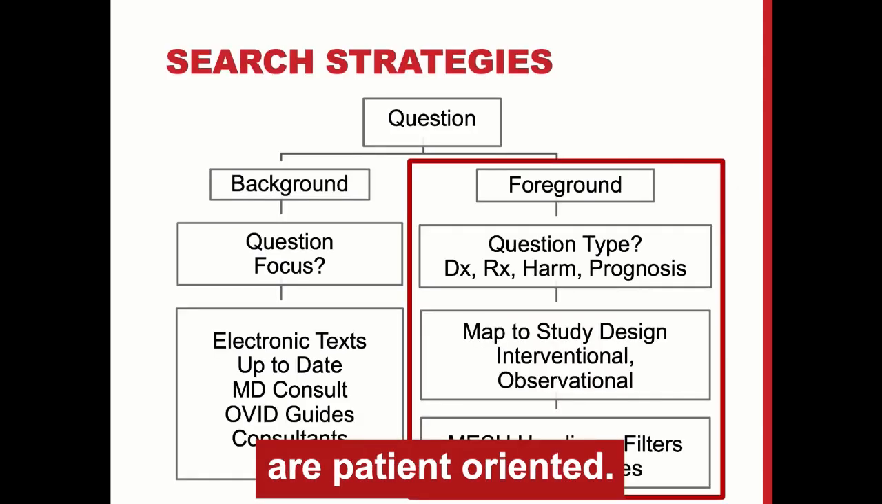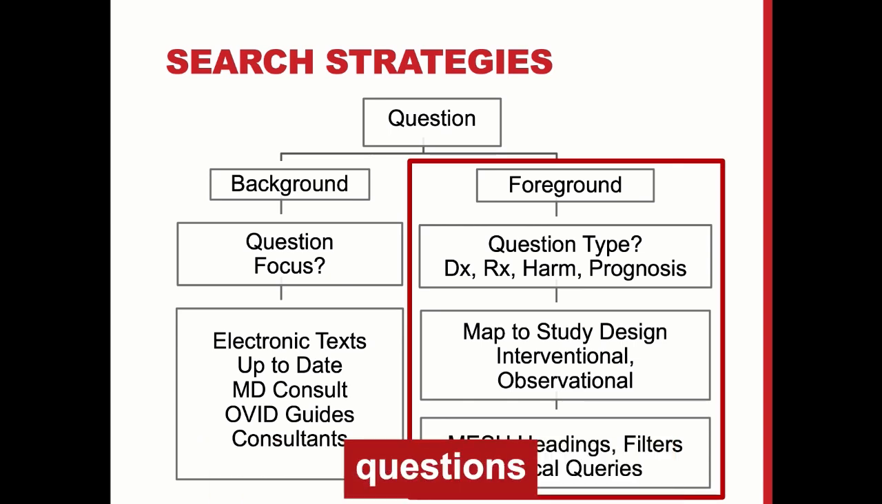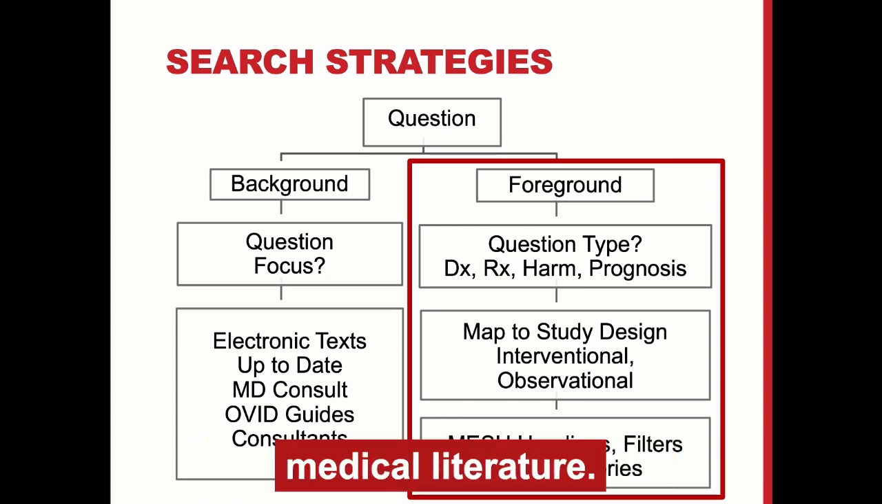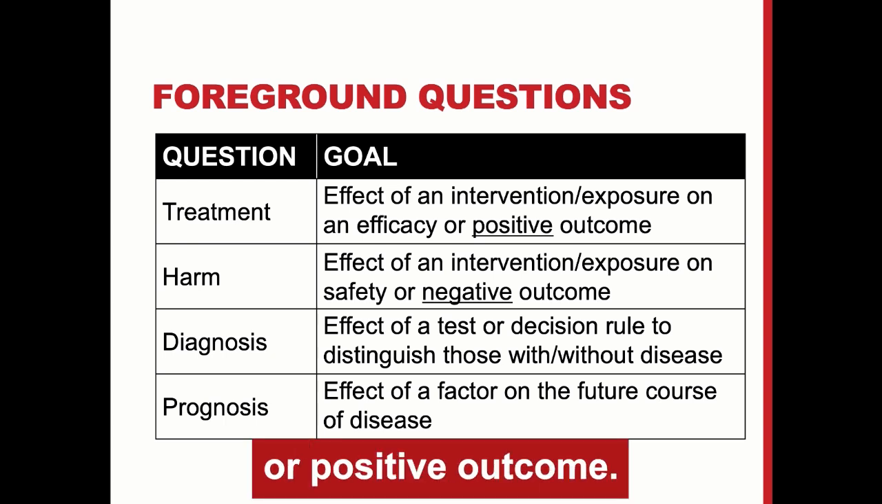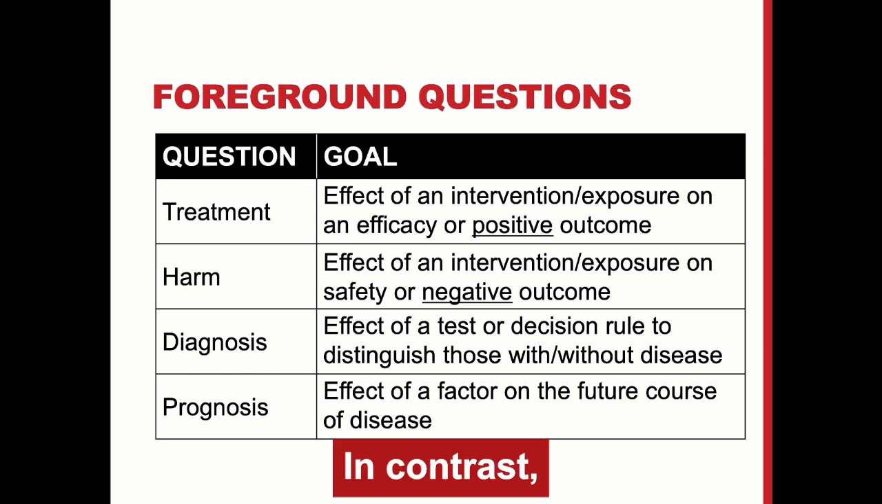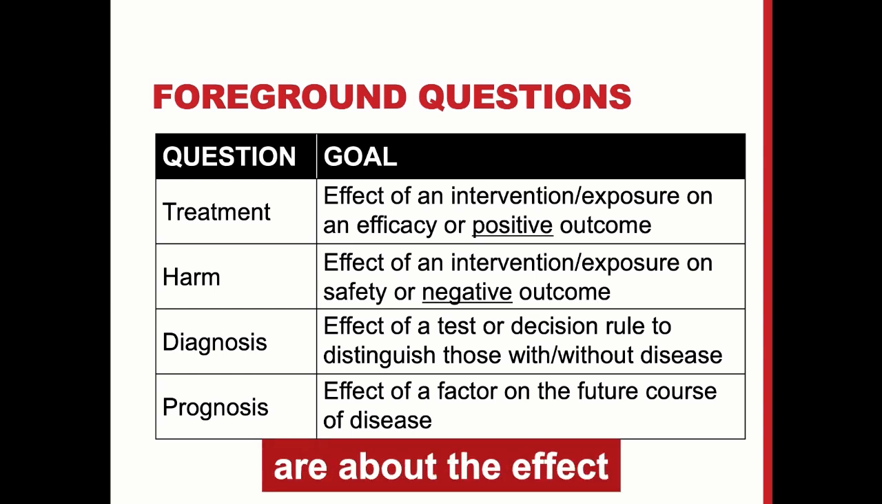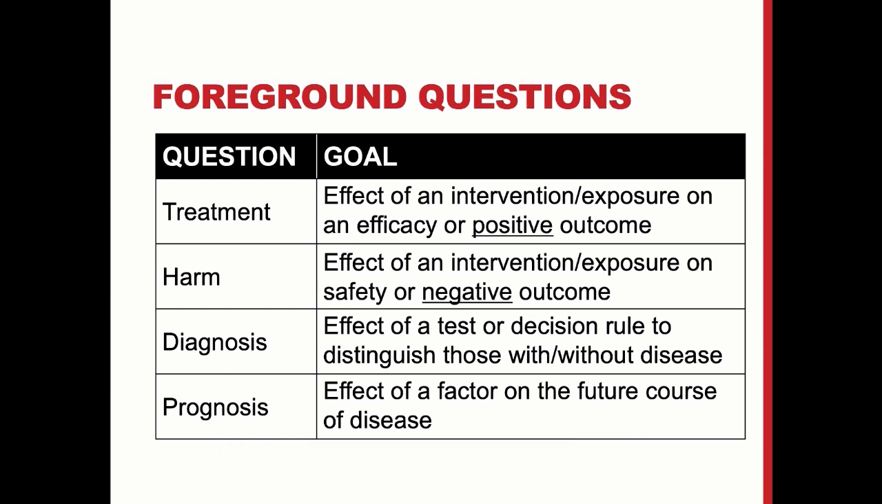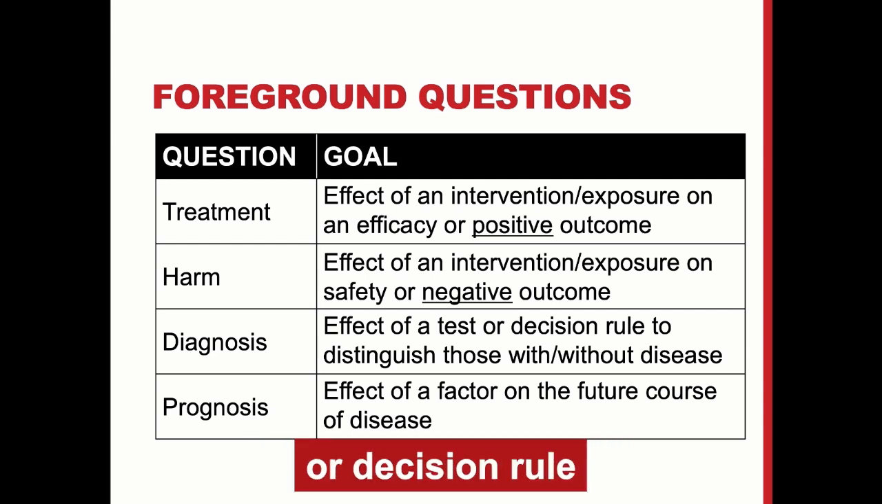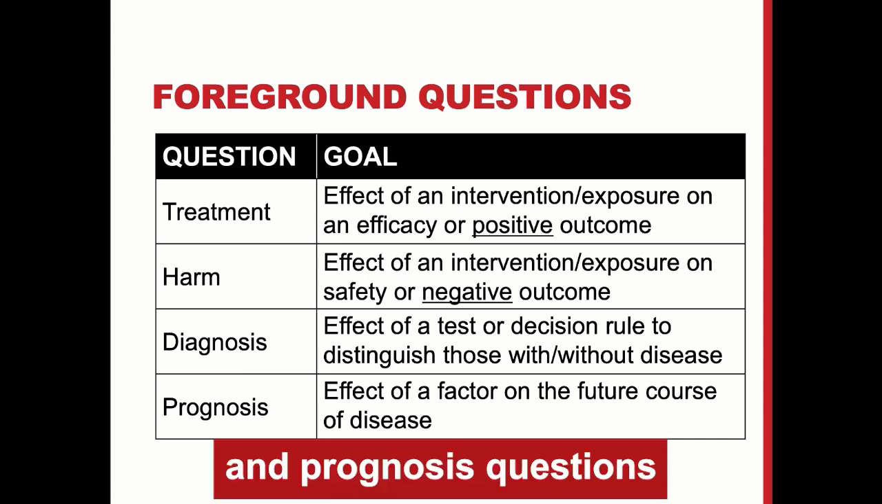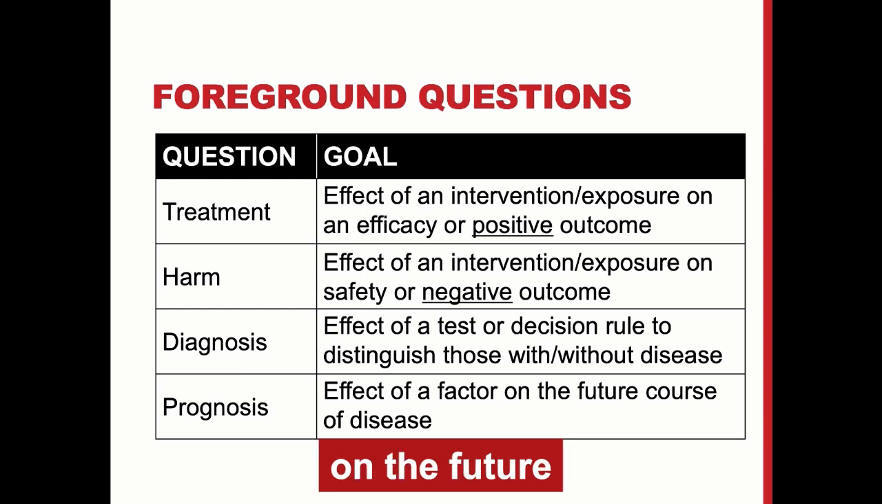Foreground questions are patient-oriented. They focus on clinical care decisions regarding treatment, diagnosis, harm, and prognosis. The answer to foreground questions are frequently found in the medical literature. Treatment questions are about the effect of an intervention or exposure on an efficacy or positive outcome. In contrast, harm questions are about the effect of an intervention or exposure on a safety or negative outcome. Diagnosis questions are about the effect of a diagnostic test or decision rule in distinguishing between those with and without disease. And prognosis questions are about the effect of a factor on the future course of disease.